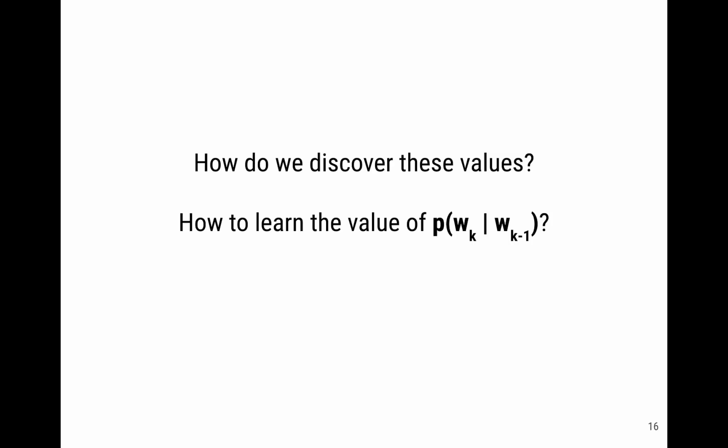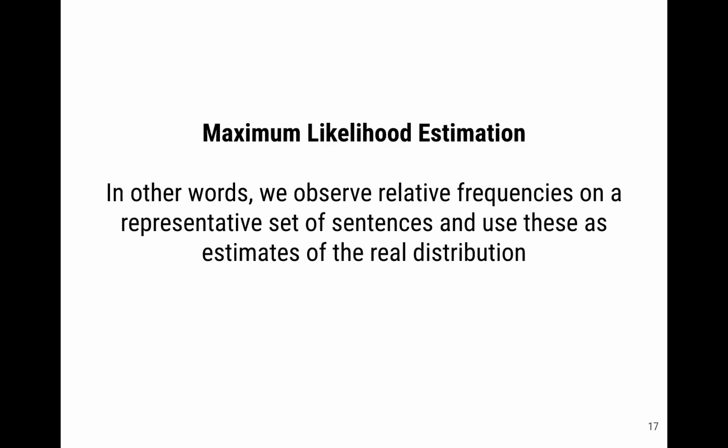So question then is, how do we discover these values, the probability of a word given its previous word? We have no real place to go to get these data. We don't actually have access to an actual language model out there in the world waiting for us. So we have to infer it. We have to construct it from our data. And our data consists of the text that we have before us. We use something called maximum likelihood estimation to get this data just by observing the relative frequencies on a representative set of sentences, and we use these as estimates of the real distribution.